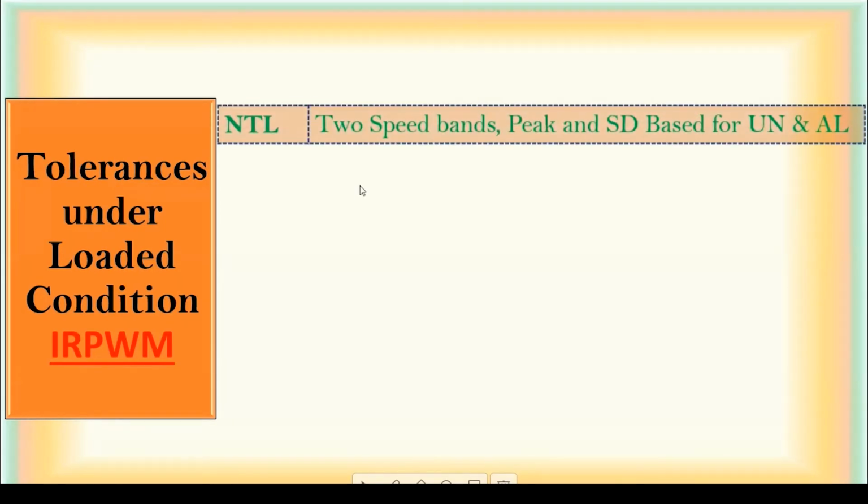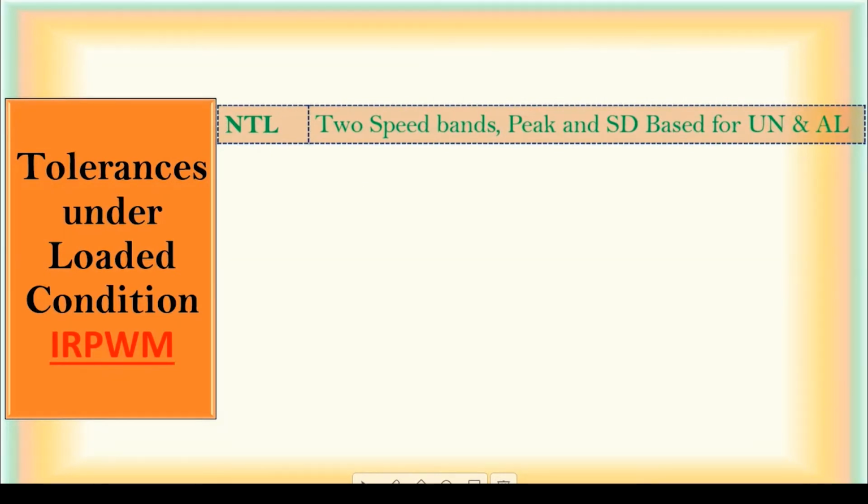First is NTL and what limits that it contains? किसके लिए दिया न्यू ट्रैक लिमिट? Unevenness, alignment. For how many speed bands? 2 speed bands. और SD, peak दोनों दिया है या सिर्फ SD दिया है या सिर्फ peak दिया है? SD, peak दिया है. Yes, right. ठीक. Okay. Then next, anybody else?